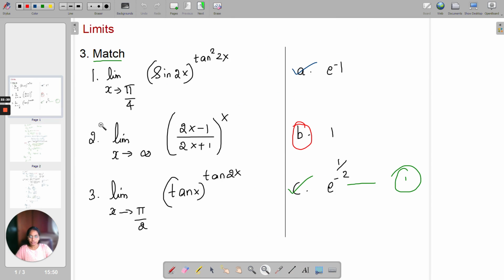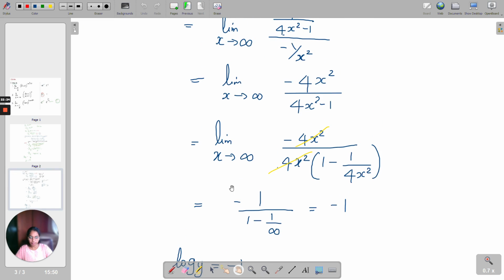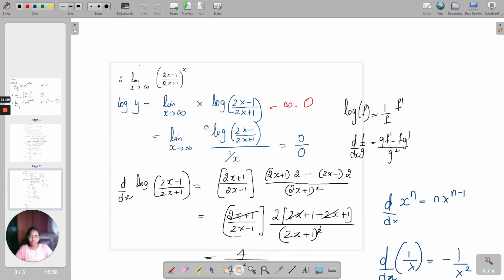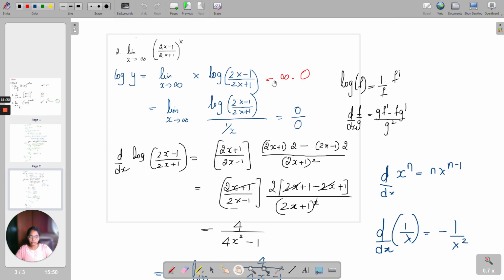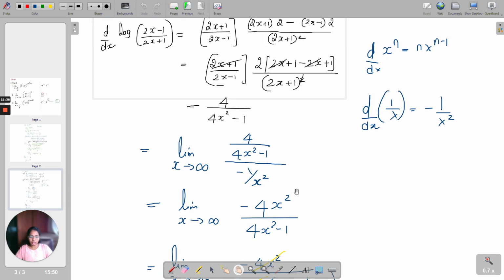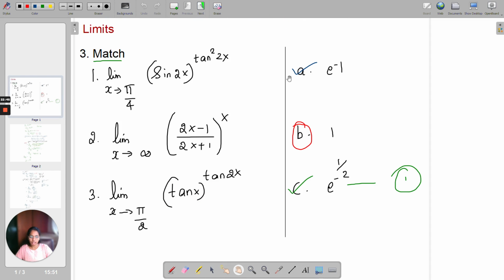Okay, so after applying L'Hospital's rule, we arrived at our answer, which was option C. Okay, so for the second problem, yes, again we used the same thing, that is we took log on both the sides. Yes, we got 0 into infinity. After some simplifications, we got 0 by 0 form. And after differentiation, we arrived at y is equal to e power minus 1. That is our option A.